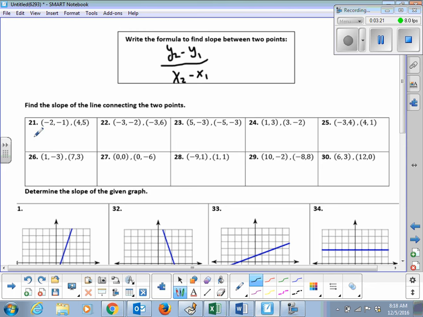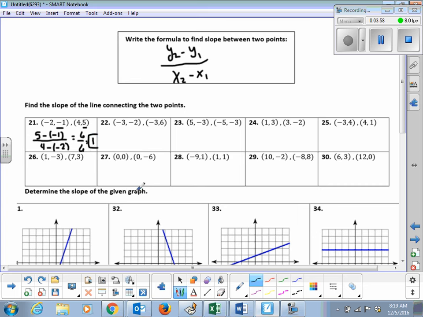So for number 21, my y2 is 5, so I'm going to have 5 minus my other y, which is -1. So I need to see 2 negative signs there, one from the formula, one from the point. And then same thing for my x's. We have 4 minus a -2. And if you put these in your calculator, 5 minus -1 is +6. 4 minus -2 is also 6, so the slope of 21 is just 1.